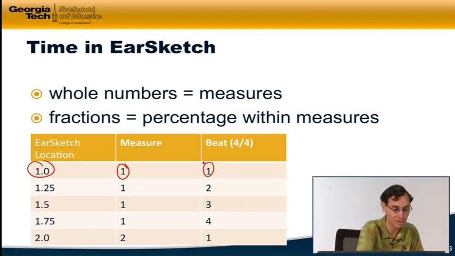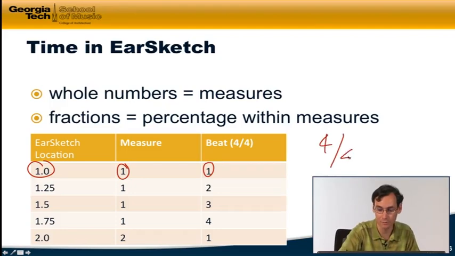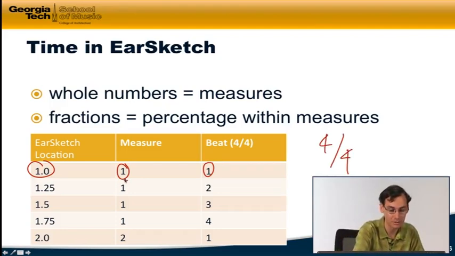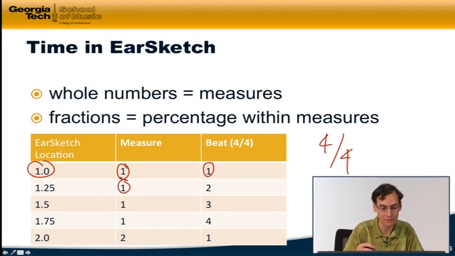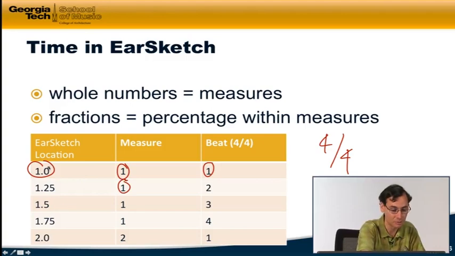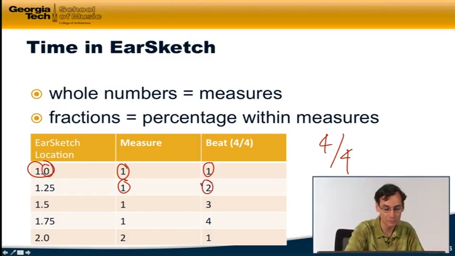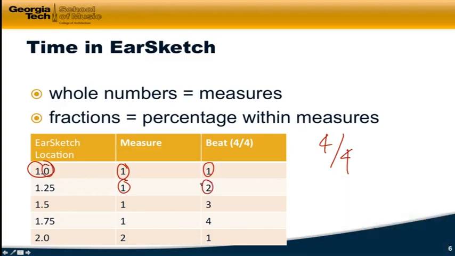So in other words, if we're in 4-4 time, so 4 beats per measure, beat 1 is going to be right at the beginning of the measure, so we do 1.0. Beat 2 is going to be 25% of the way through the measure, so we do 1.25. Beat 3 is going to be 50% of the way through. Beat 4 is going to be 75% of the way through. And then if I want to do measure 2, beat 1, then it's 2.0, and so on and so forth.